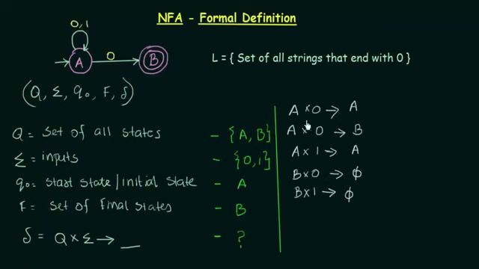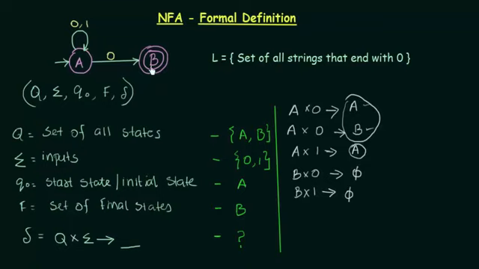So we see that given a state, when it gets a particular input, it can either go to one state or more than one states. A on getting input 0 went to two states, A and B, and A on getting input 1 went to just one state. So there are many possibilities. Let us try to figure out how many possibilities are there.